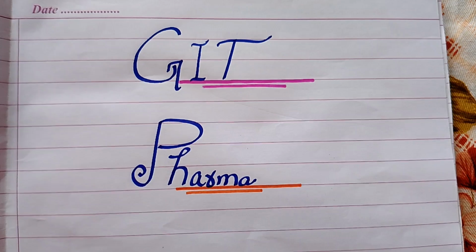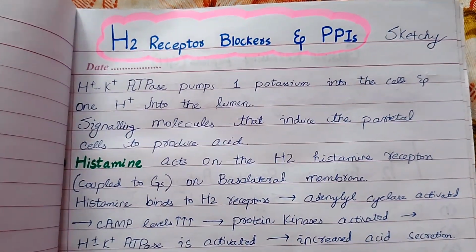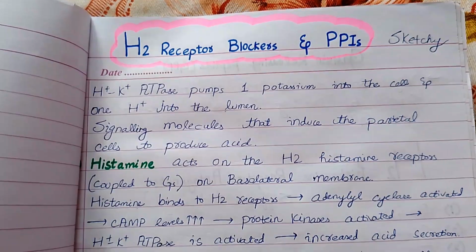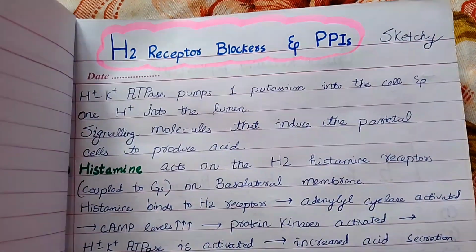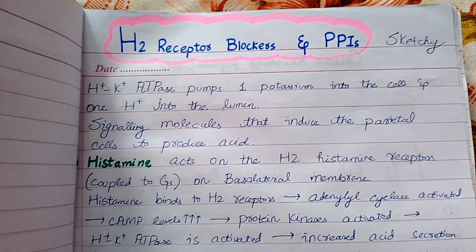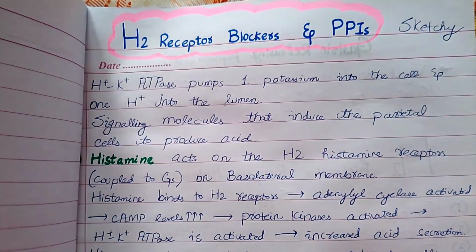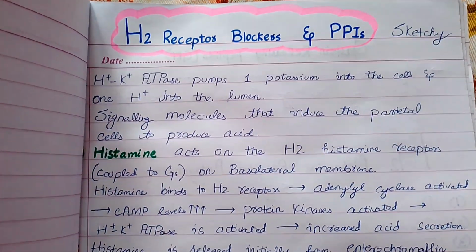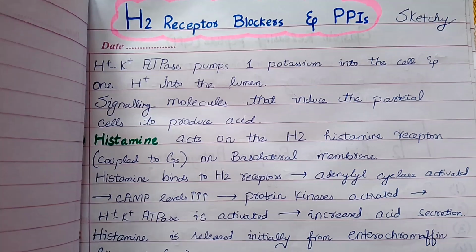Today we will study GIT pharmacology. The first topic we have is H2 receptor blockers and PPIs. H2 receptor blockers mean histamine 2 receptor blockers and PPIs mean proton pump inhibitors. These are the drugs that are used to decrease the acid production in the stomach.